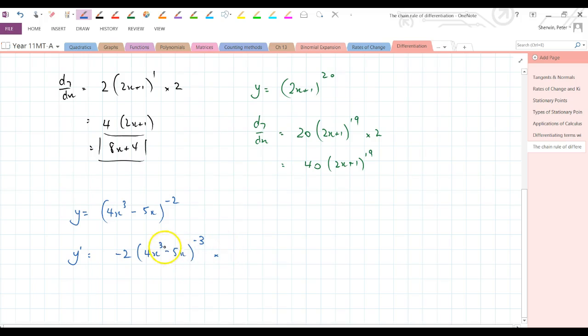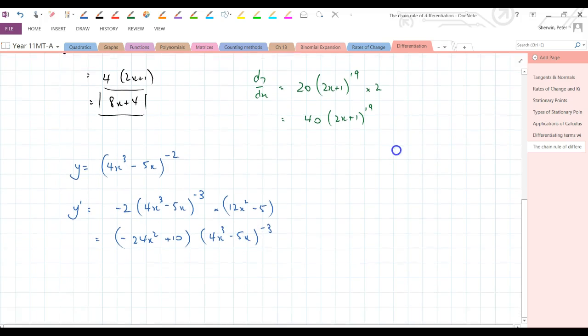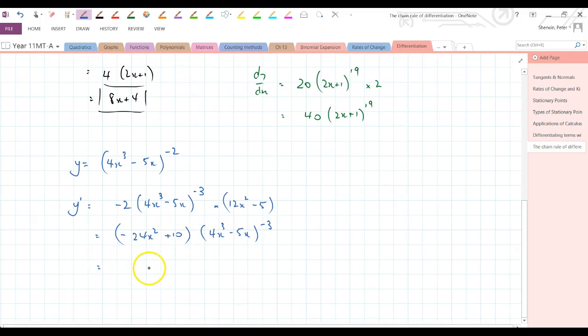Now we multiply by, what's the derivative here? 12x squared minus 5. Okay, and bracket that, because that needs to be all together. Now we just bring the minus 2, multiply it by that. Minus 24x squared plus 10, all by (4x cubed minus 5x) to the minus 3. Right, that could be rewritten. I could leave it like that at a pinch, but we could write it as 10 minus 24x squared here, and this negative power becomes positive power 3 down here in the denominator of that fraction. Okay, we'll leave it at that.